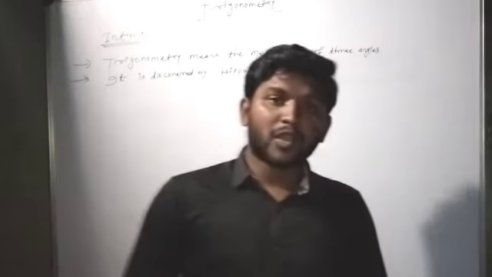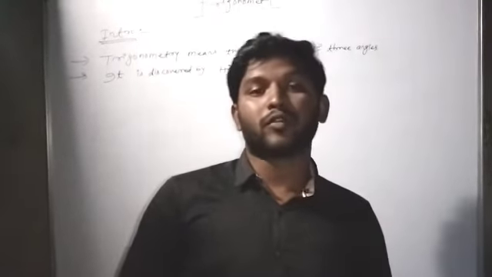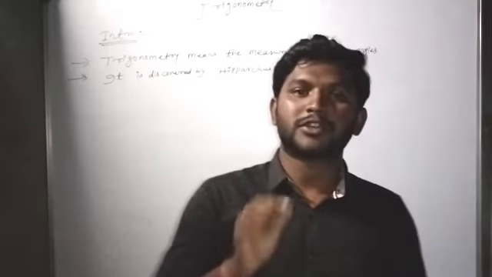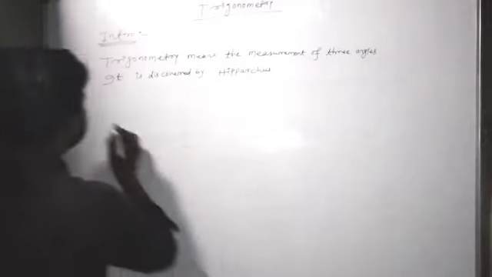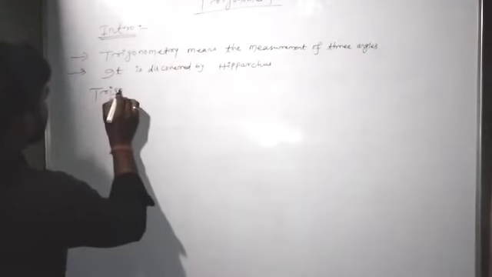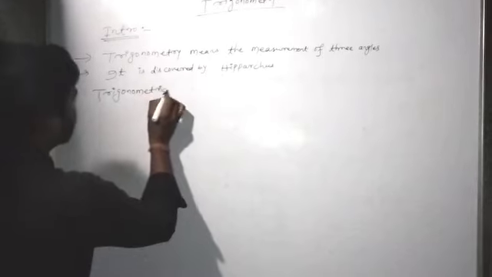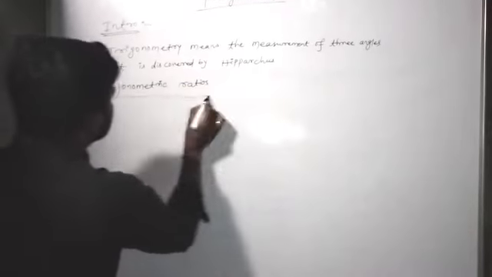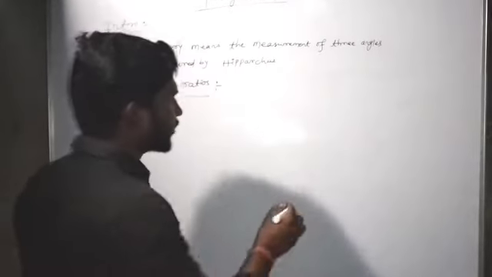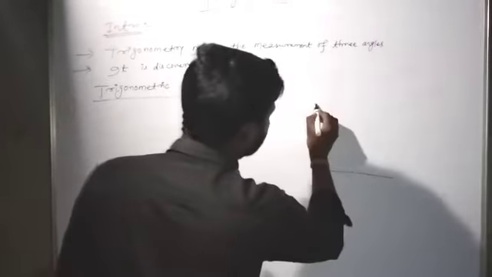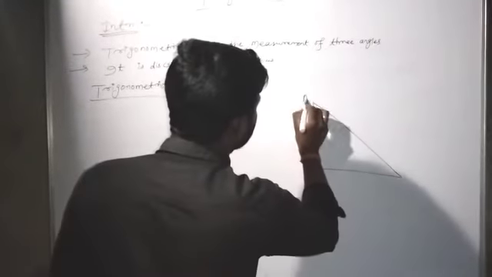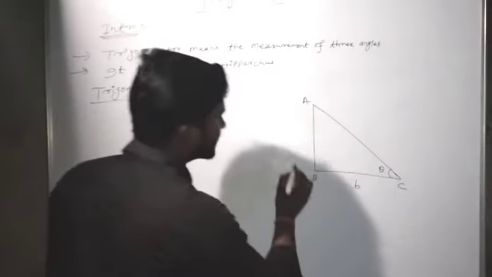Next, to know more about trigonometry, we have to know the trigonometric ratios. So what are the trigonometric ratios? Trigonometric ratios are based upon a right angle triangle. So here we can draw a right angle triangle ABC, and we denote the angle as theta. Here this is the base, this is the perpendicular, and this is the hypotenuse.